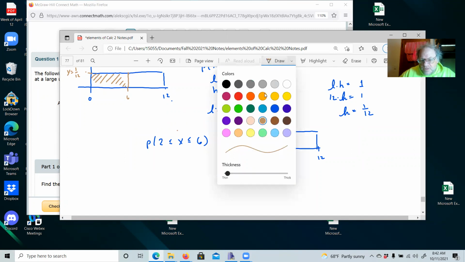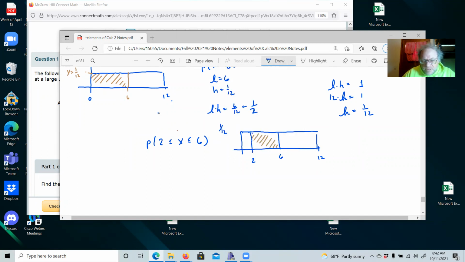So what we're going to do is ask, what's the length? The length is equal to 6 minus 2. The height is always 1/12. For this particular scenario, the height's always this. So 6 minus 2 is 4. 4 times 1/12, we end up with 4/12. I think we can cast out a 4 here, and we get a probability of 1/3. This is my probability.